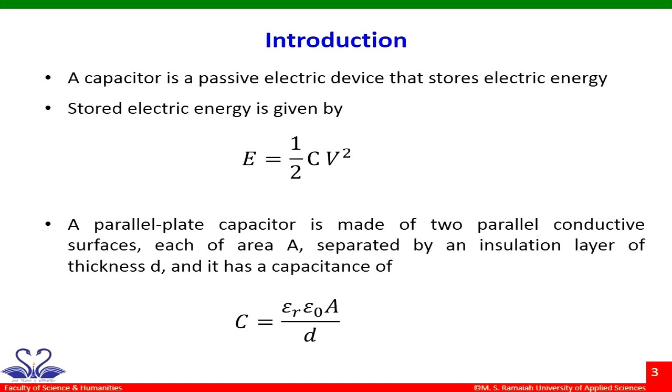In a parallel plate capacitor, two conductive surfaces are separated by an insulation layer. By knowing the area of the surface, separation distance, and dielectric constant of the insulator, its capacitance can be calculated.